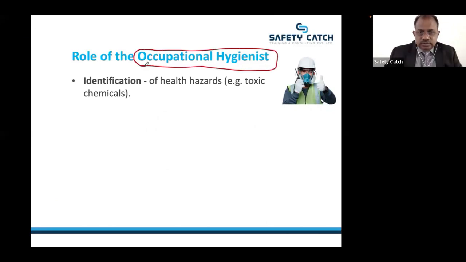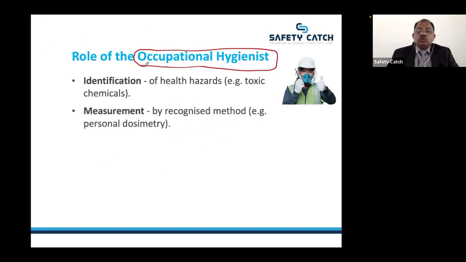What they do, they are supposed to identify the health hazards from those chemicals which are available. They have to do the measurement. They are the people to do the evaluation and calculation. So they can do it by dosimetry. Personal dosimetry is nothing but calculating the amount of contaminant which has been inhaled.